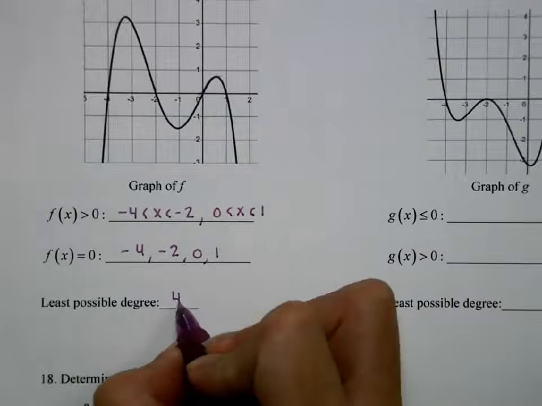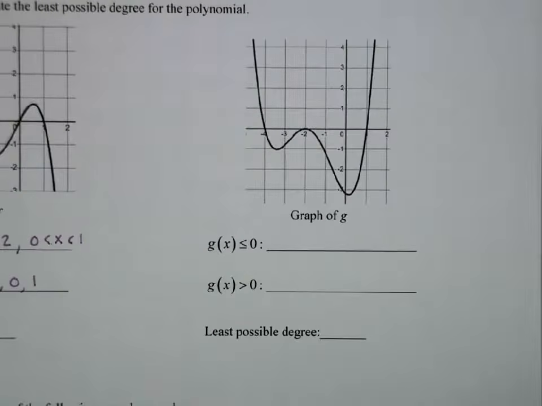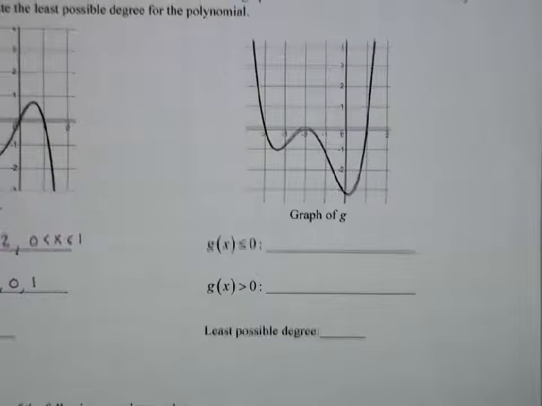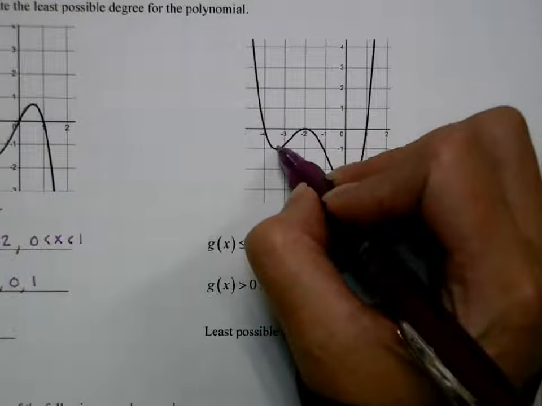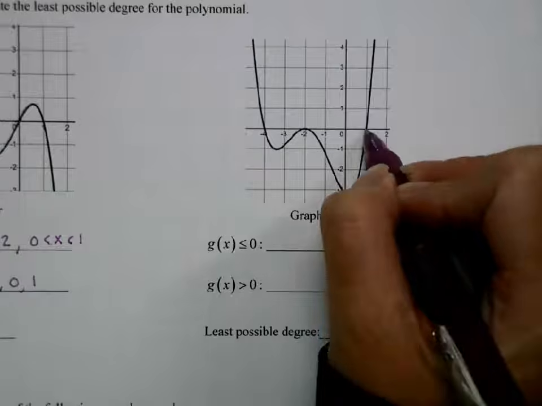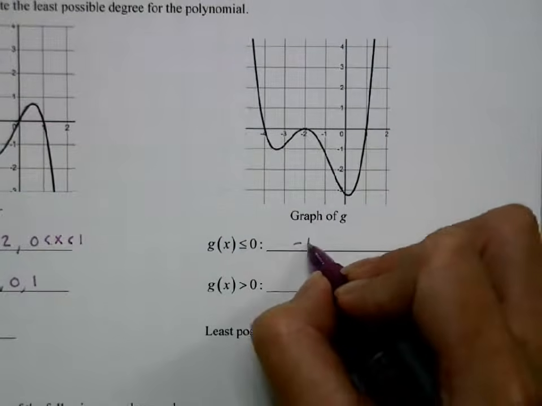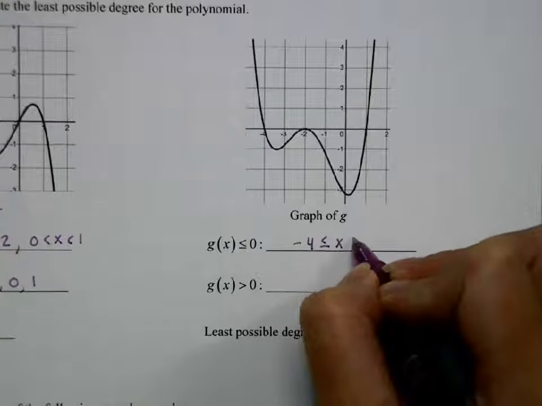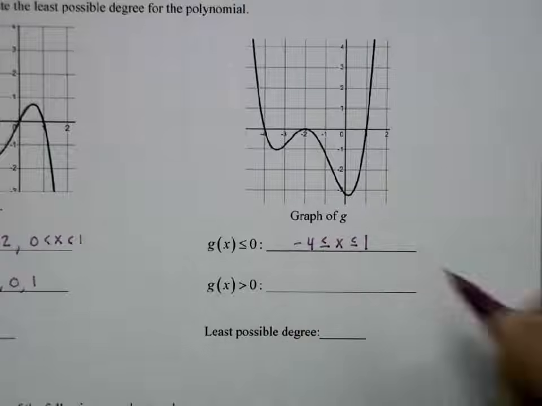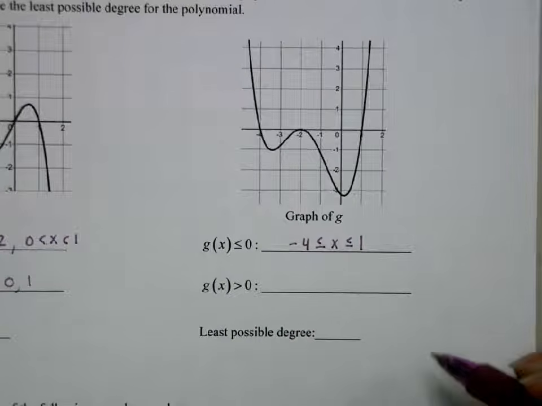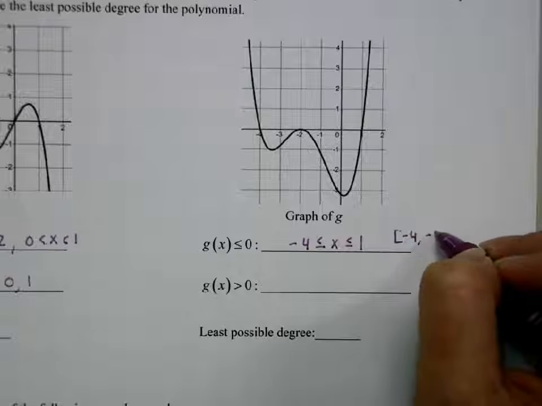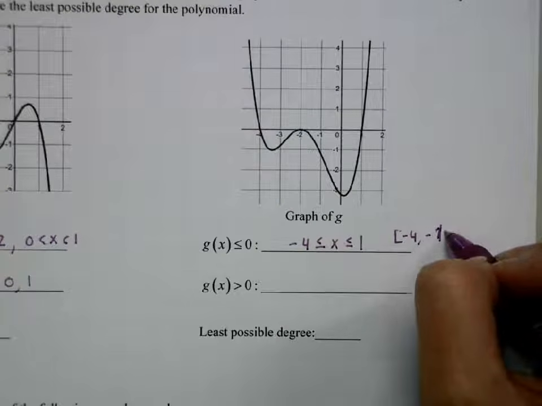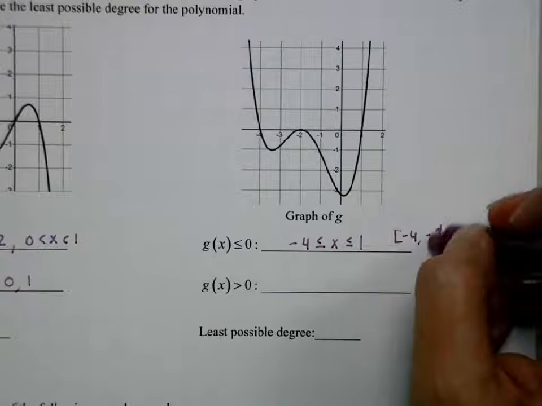Okay, for my graph being less than or equal to 0, that's going to occur here, still 0 to here. So I'm going to say -4 is less than or equal to x is less than or equal to 1. And of course, you can use the bracket notation instead. If you were to do that, it would be -4, 1 with our brackets. But that's up to you. I like the inequalities, but brackets are just fine.